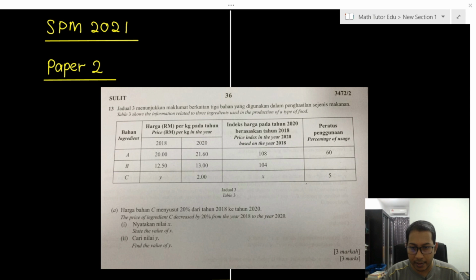For the part A, the price of ingredient C decreased by 20% from the year 2018 to the year 2020. So they ask us to find the value of X and the value of Y, okay, for the part 1 and part 2 respectively. Okay, so this is for the part A. Okay, let us read the question for part B and C now.